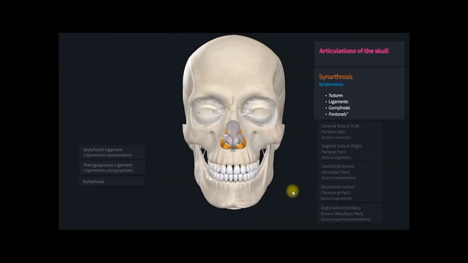Synarthrosis. On the skull, there are four types. This syndesmosis is an example of an immovable type of joint, present between all parts of the skull. The first example of syndesmosis is the suture.